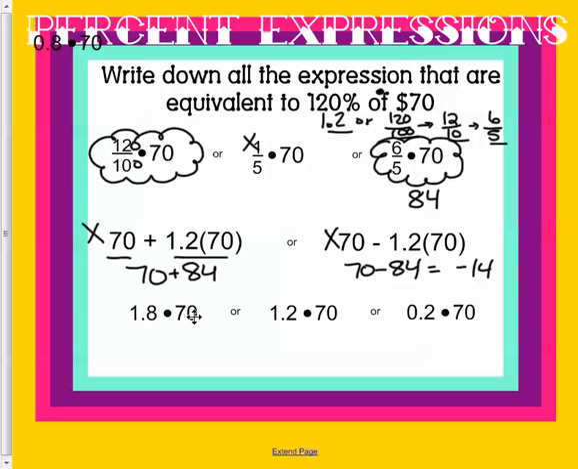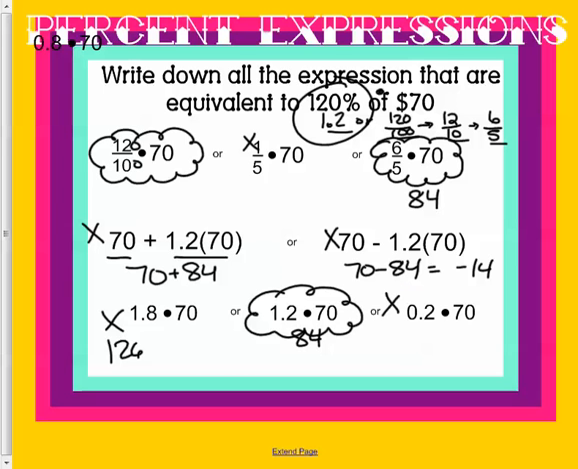Does 1.8 work? Well, if I take 1.8 times 70, I get 126, and that is not the right answer. If I take 1.2, it does work. We said that that's an equivalent up here, and that gives us 84. So this one works. And taking 20% does not work because 20% of 70, if we multiply it, gives us 14, and that is not 84.